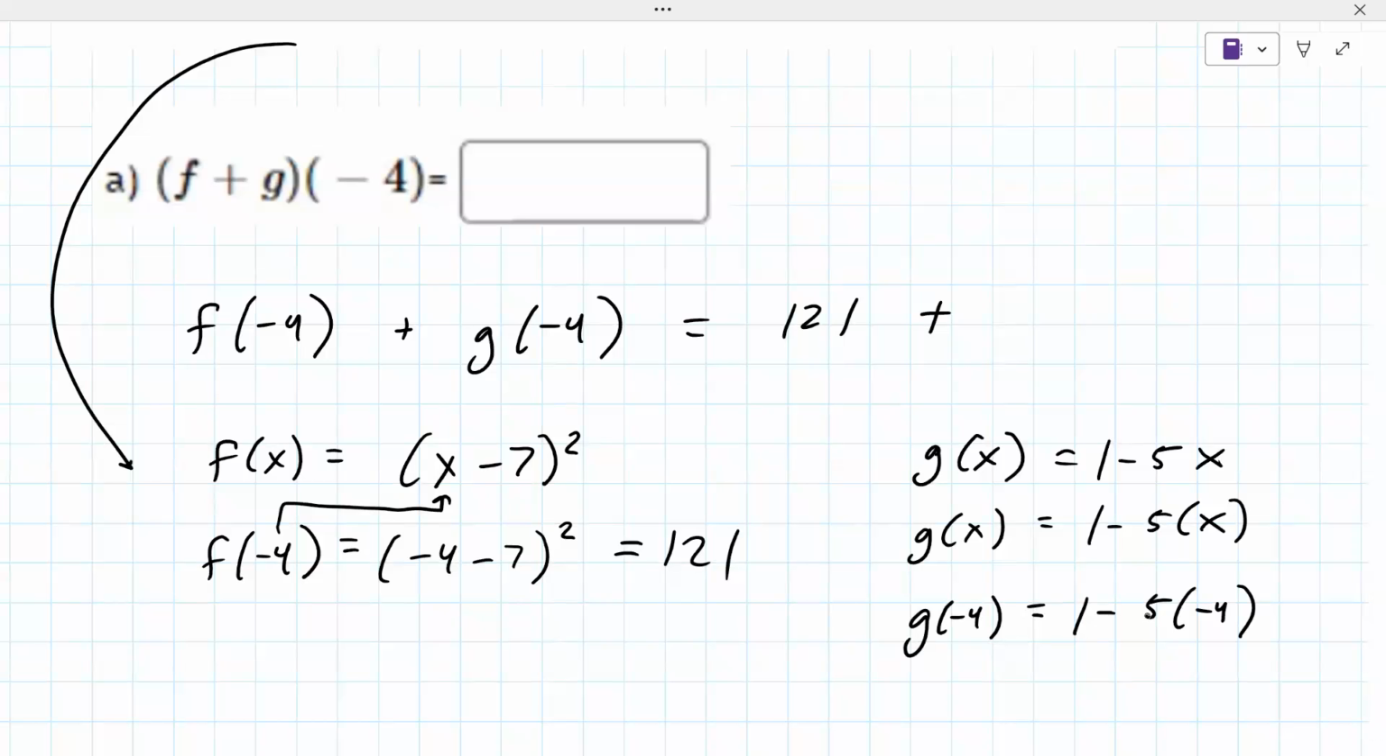All right, so that's a great start. So we have f of negative 4, 121. g of negative 4 is 21. You're adding them together, 142. All right, 142.